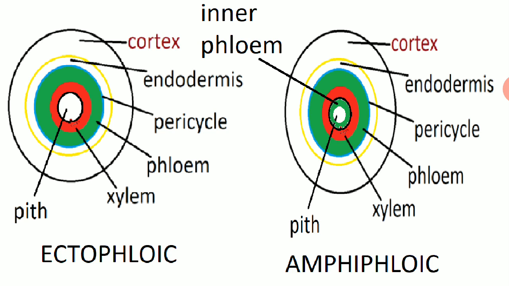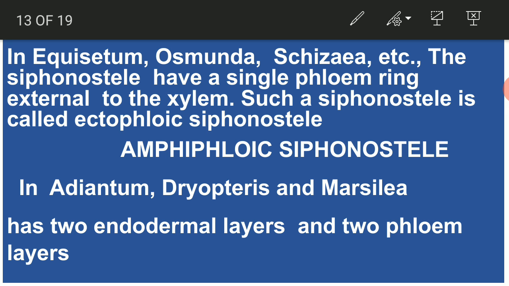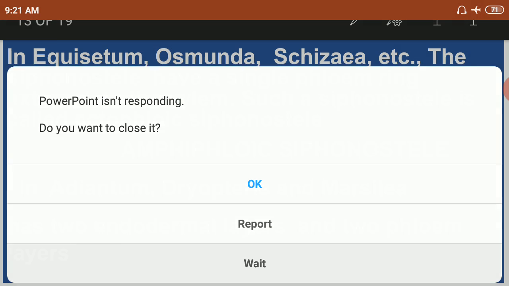Xylem is surrounded on both sides by the phloem, whereas in ectophloic siphonostele, only the outer surface of the xylem core is surrounded by phloem. Right? So this is the ectophloic siphonostele. This is the amphiphloic siphonostele. There are no leaf gaps and branch gaps in this siphonostele. Only a central pith is present.